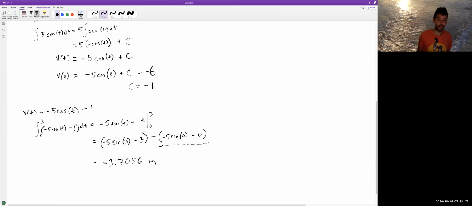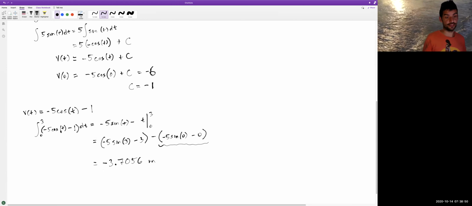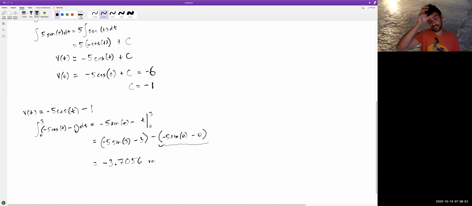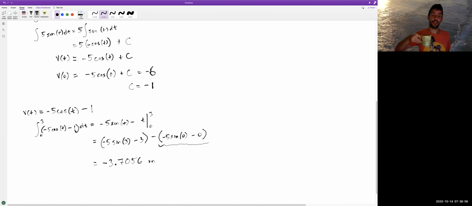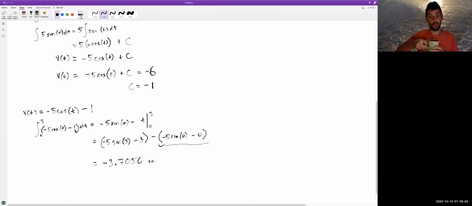Okay, so what does this tell me is that my object, in this case, the units would be meters because we had a velocity of meters per second. And so when we take this integral, we're multiplying meters per second times seconds, dt. We end up with a total displacement of -3.7056 meters. We ended up almost 4 meters in the negative direction from where we started.